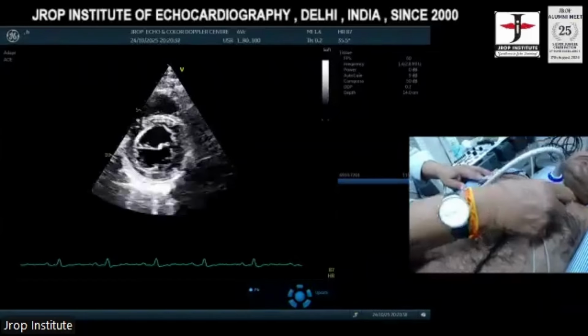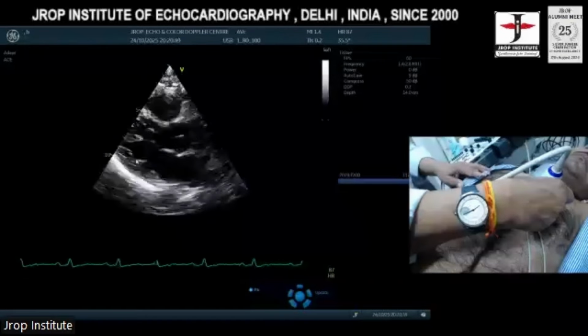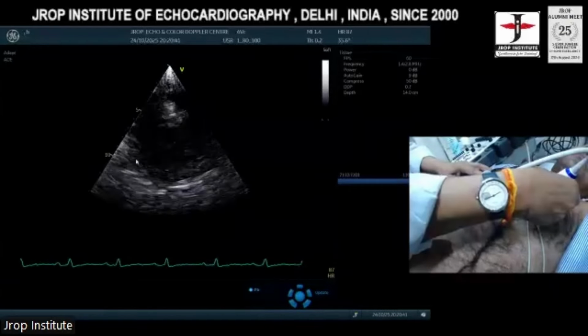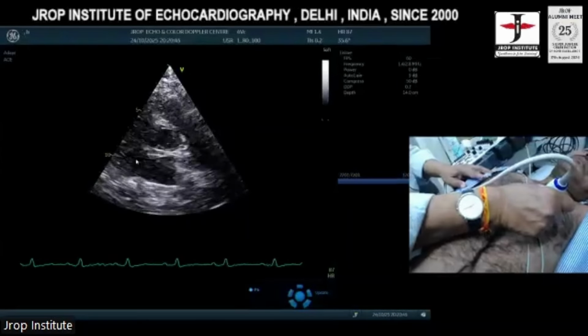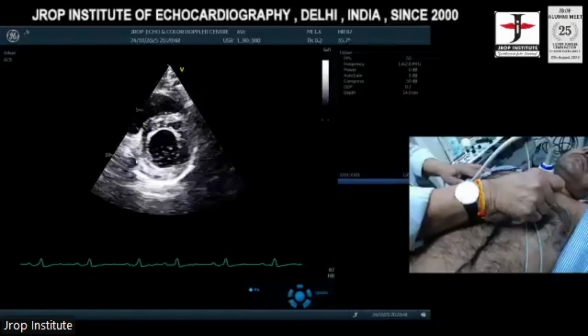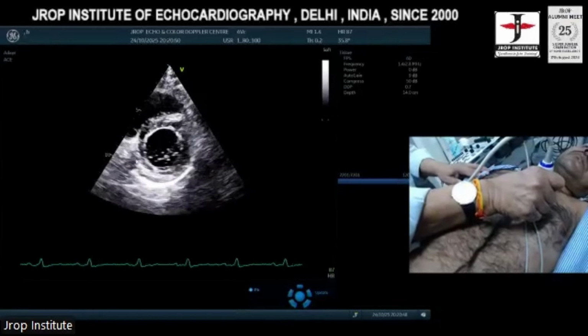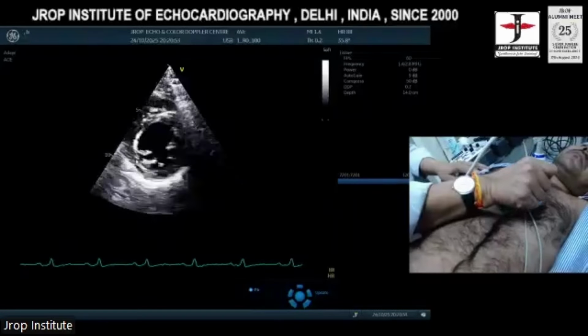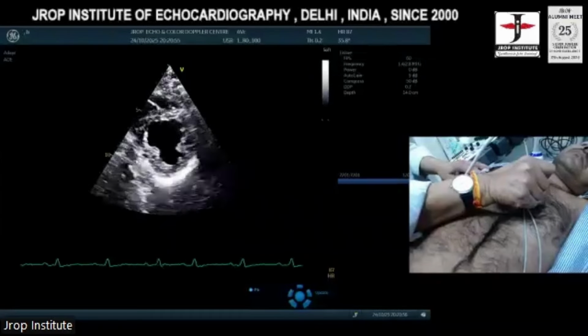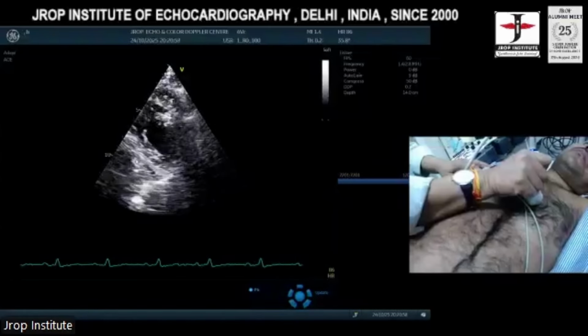So there are a total of 6 views. Plaque's, RV inflow view, back, rotate 90 degrees. You will get the mitral valve, aorta, mitral valve, papillary muscles, and apex.